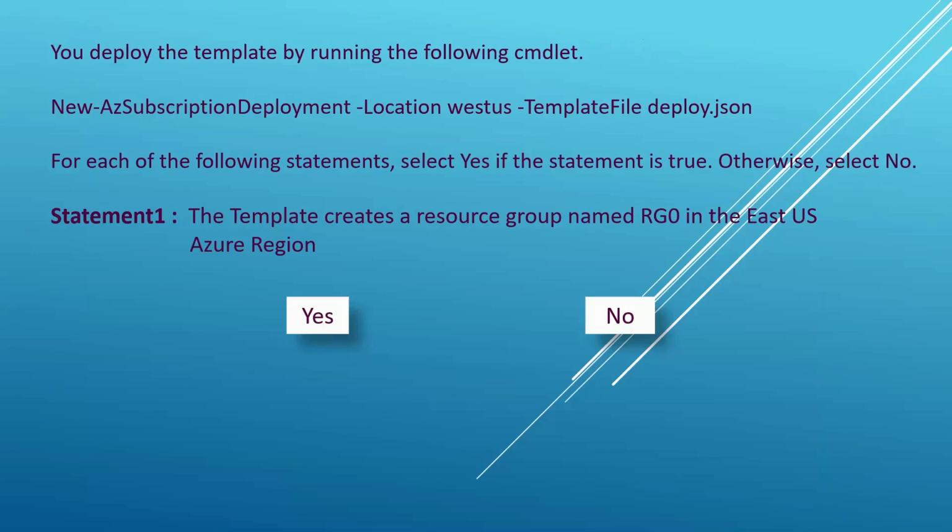Now for each of the following statements, select yes if the statement is true, otherwise select no. The first statement is: the template creates a resource group named RG0 in the East US Azure region. Friends, this statement is correct. The template will create a resource group named RG0 in the East US Azure region. You might be confused by the West US location in the command being executed, but that is the location where the metadata of the deployment is going to be stored.